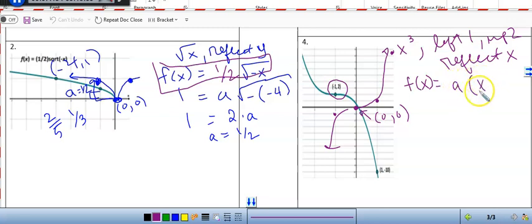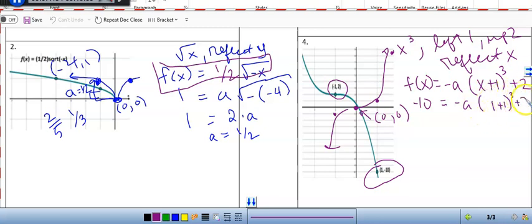In order to make it go left, I'm going to put x plus 1, but then I'm going to cube it. In order to make it go up 2, I'll put a plus 2 on the outside. And to reflect it over x, I'm going to make that a negative. Now I'm going to plug in a point. In this case, that point I can use is 1, negative 10. And so f of x is going to get replaced with negative 10. x will get replaced with 1. And then I'll use this to figure out what the value of a is.